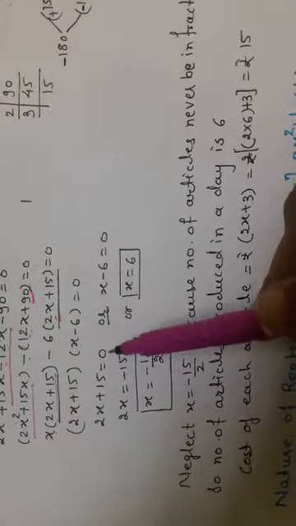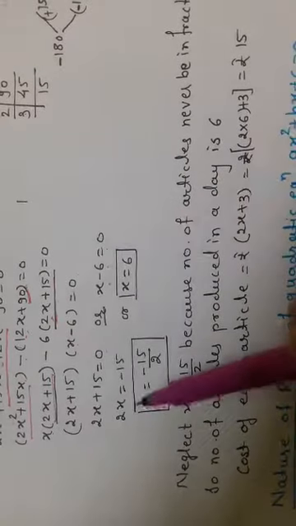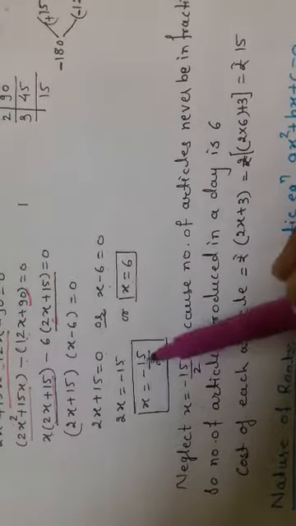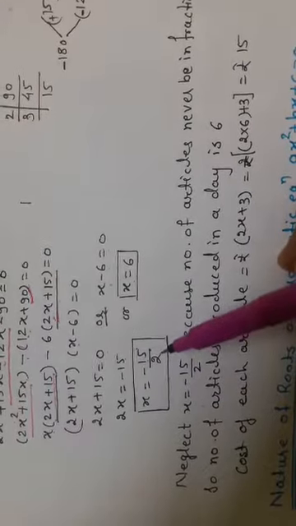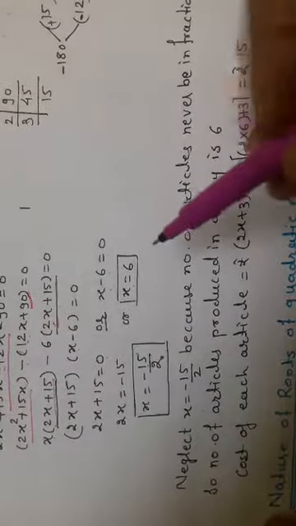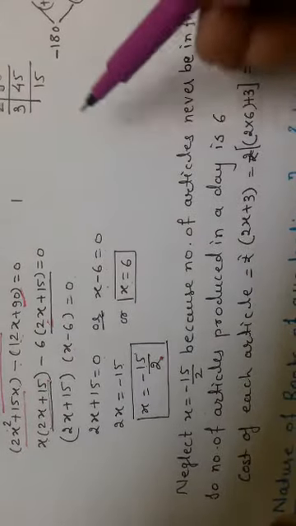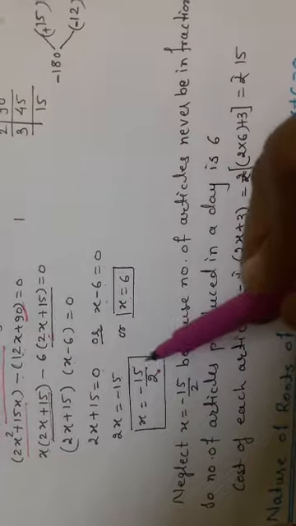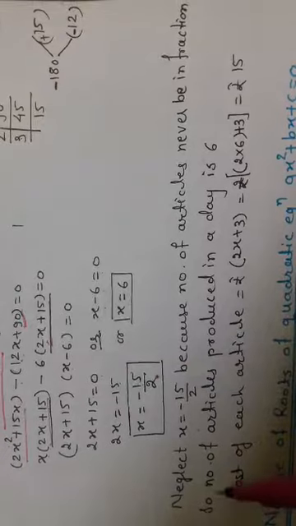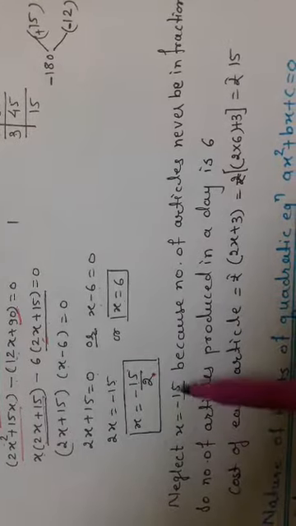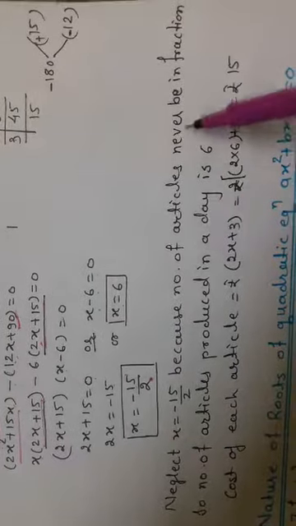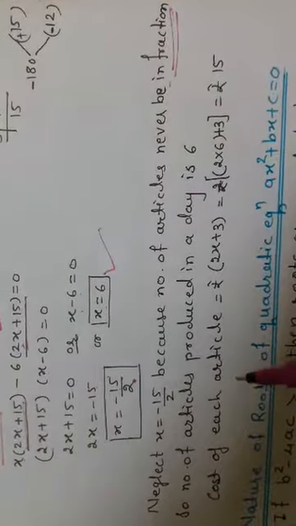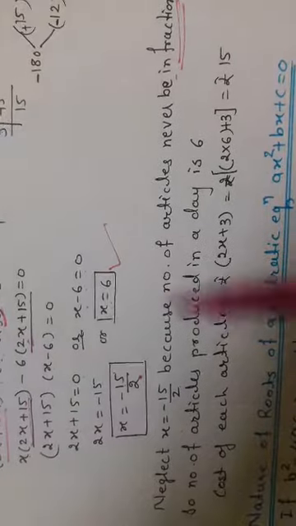2x plus 15 is equal to 0, or x minus 6 is equal to 0. 2x is equal to minus 15 and x is equal to 6. x is equal to minus 15 by 2. Every time we say the number of articles produced is 2, 3, 100, 200 and so on, but we never say 15 by 2 articles produced. So we have to neglect x is equal to minus 15 by 2, because the number of articles can never be a fraction. So what is then the answer of this problem? That is x is equal to 6.